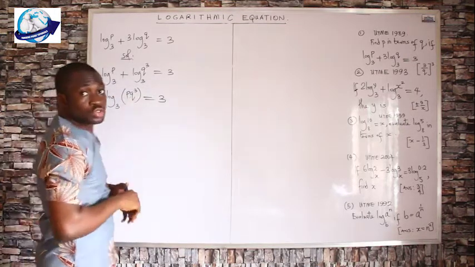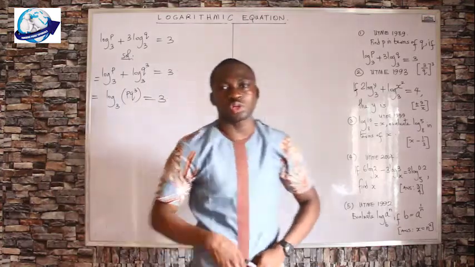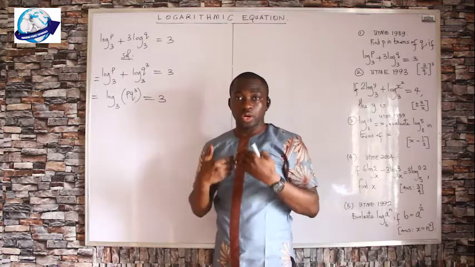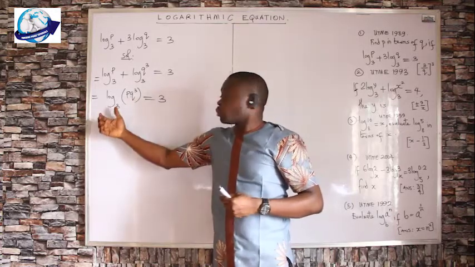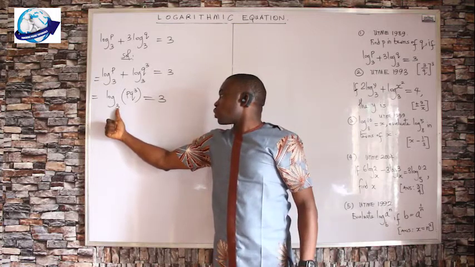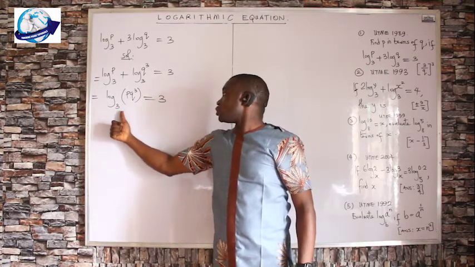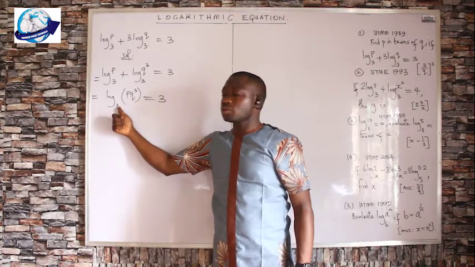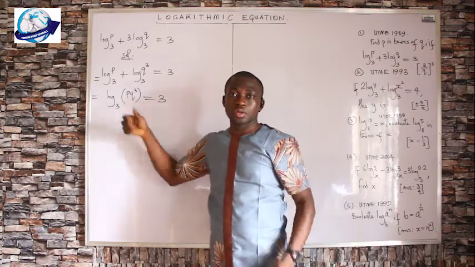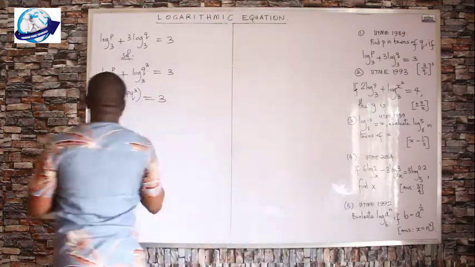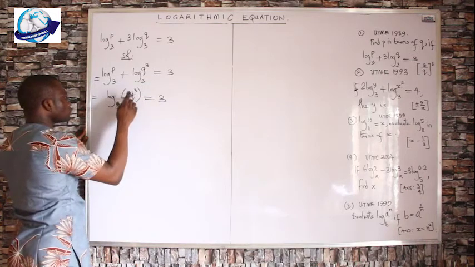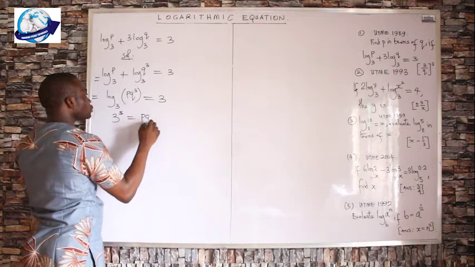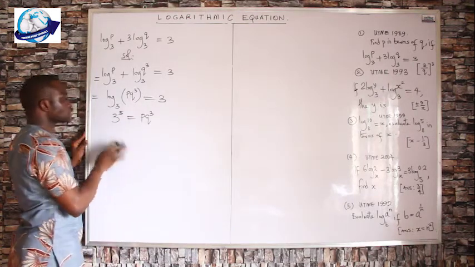I believe that at this junction you have already learned how to quickly convert from logarithm to indices. Okay, you know what I taught to you, what we discussed. Take the base 3 raised to the power 3 equal to the logarithm argument. That's how you convert. So if I say 3 raised to the power 3 is equal to P times Q cubed, that will be okay.